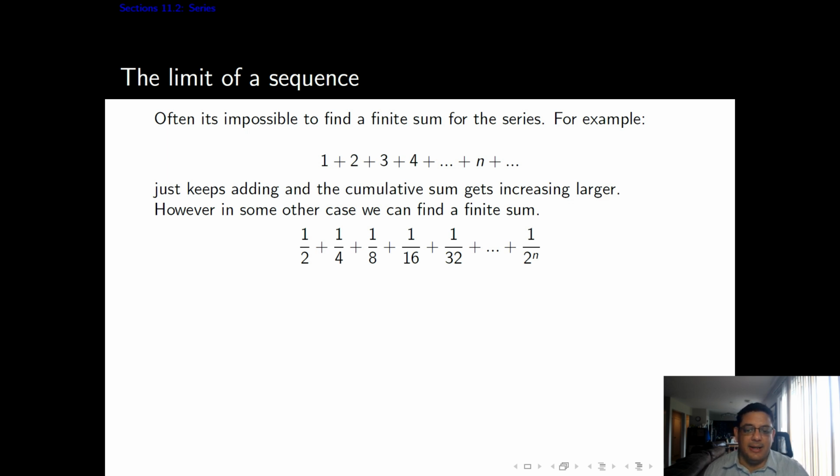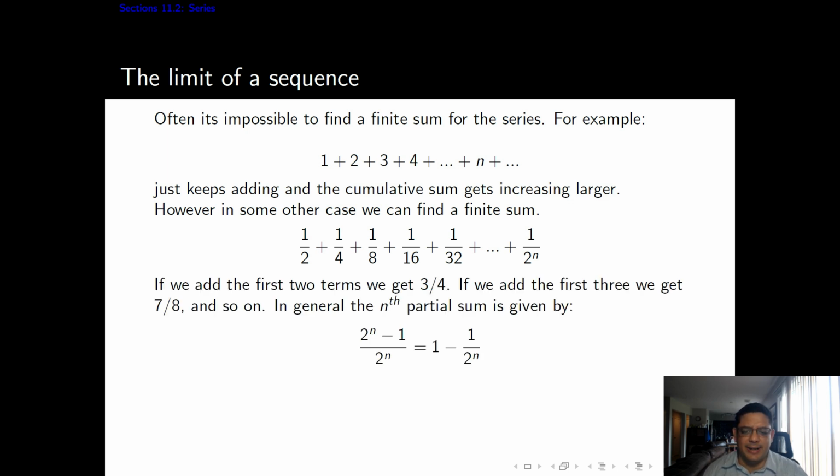So for example, we have 1/2 plus 1/4 plus 1/8 plus 1/16 plus 1/32, or the sum of 1 over 2^n terms. Notice that if we start adding the first members of this, we get 3/4. If we add the first 3 terms, we get 7/8. And in general, if we add the first n terms, we're going to find that this is 1 minus 1 over 2 to the n.